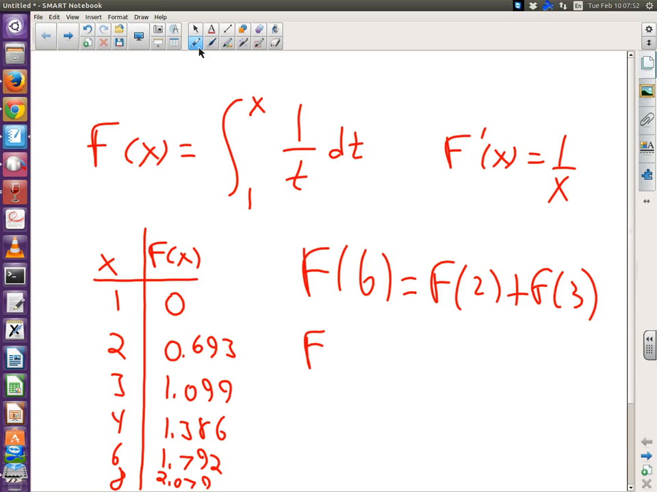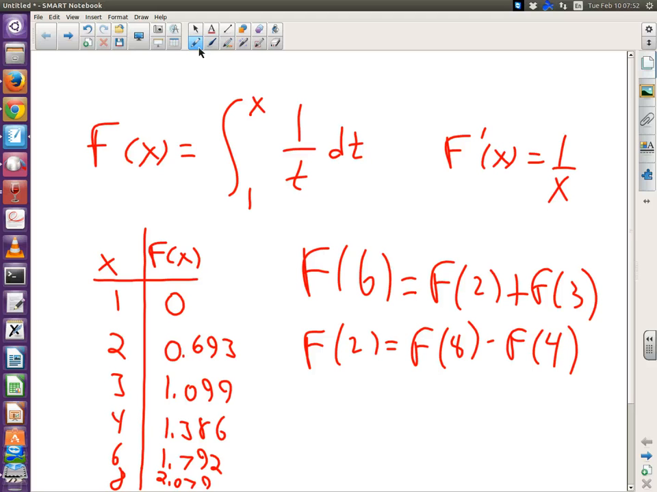Is f of 2 the same thing as f of 8 minus f of 4? Right? Because 8 over 4. So the log of 8 over 4 is the log of 8 minus the log of 4, but the log of 8 over 4 is the log of 2, right? So is the log of 2 the same thing as the log of 8 minus the log of 4? Well, this minus this. Very close. Yeah, pretty close.